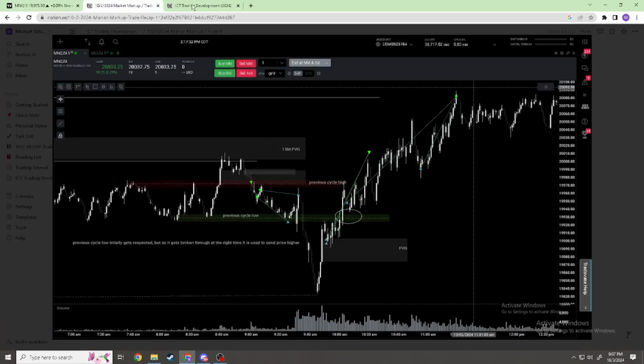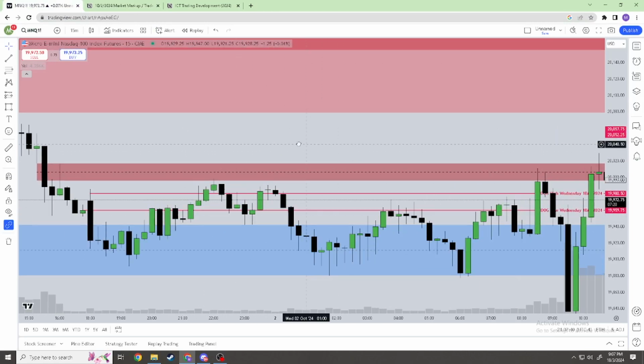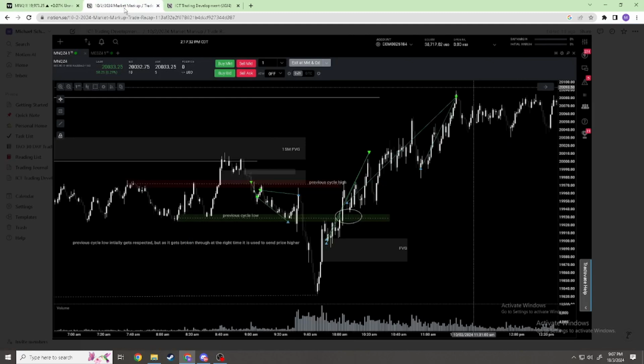So going back to this, what can we see? So we take out this buy side, because buy side is where retail traders put their stop losses, and we want to run that before we go the opposite direction. And so that's exactly what we do. And I mark out previous cycle high and previous cycle lows.